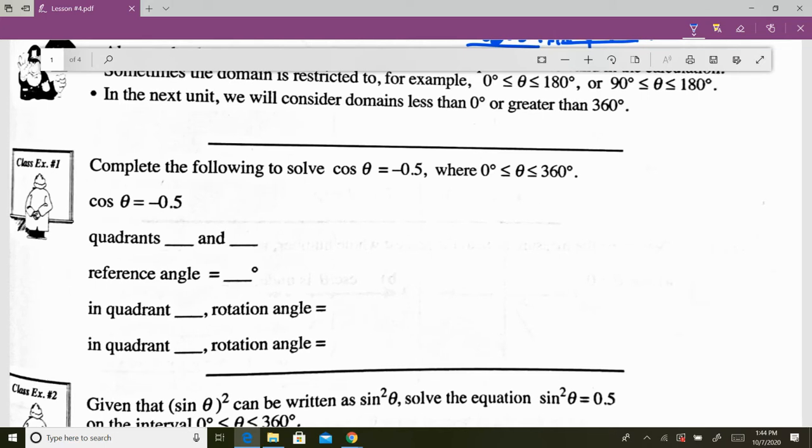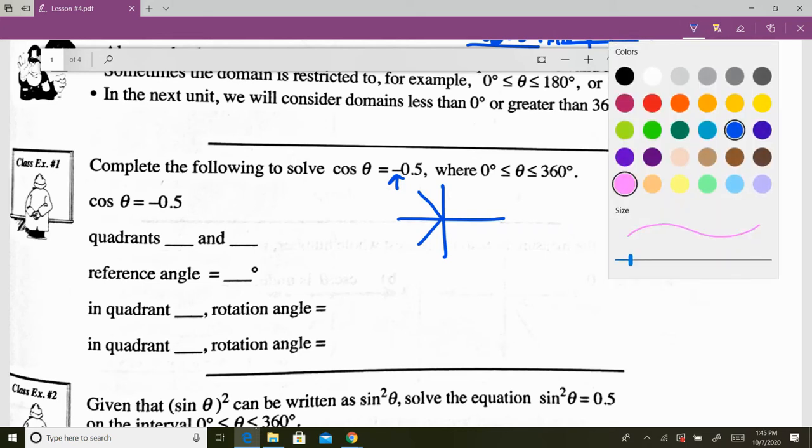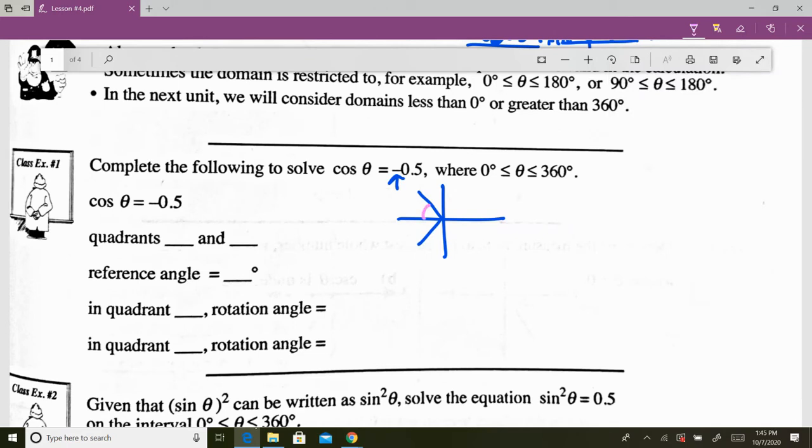But here we go. Cos theta is equal to negative 0.5. The first thing you do is you look at this negative sign and you go, where is cosine negative? Which quadrant? Two and three. Boom, boom. So I know I'm there. Okay. I need to find the reference angle. So I need to know what those two angles are.